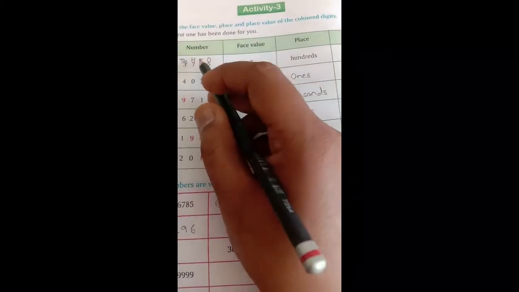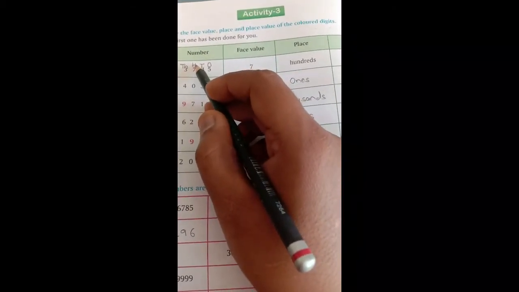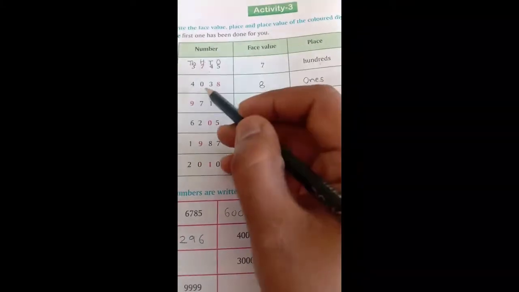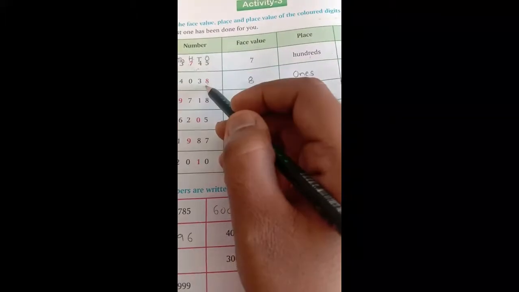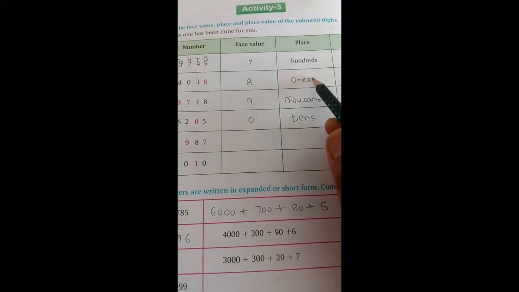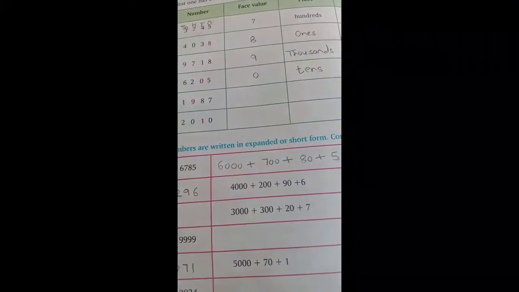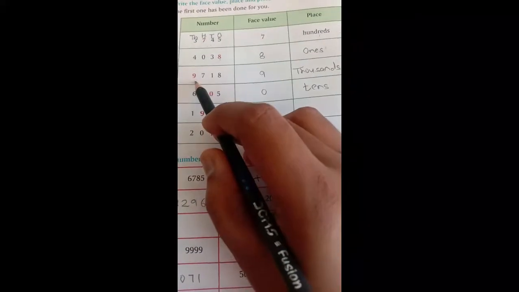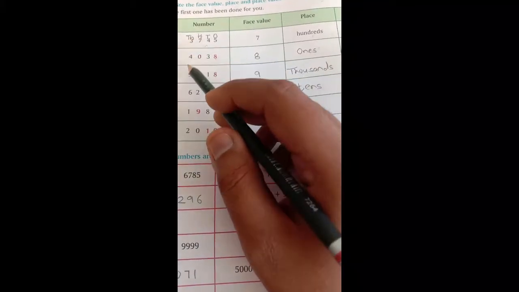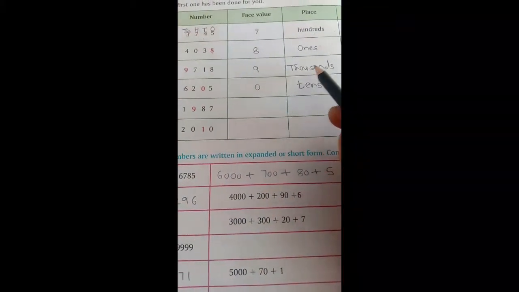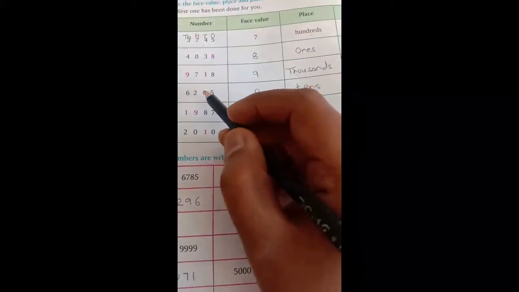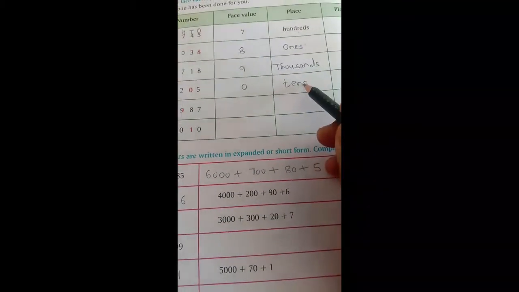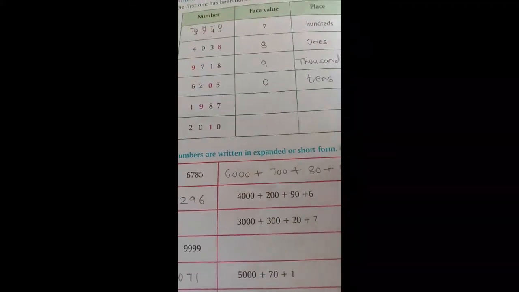Now 7 is standing at the bottom of the 100. So 100 is its place. 8 stands at the bottom of the ones, so ones is the place of 8. Now 9 stands at the bottom of the 1000, so 1000 is the place of 9. 0 stands at the bottom of the tens, so tens is the place of 0.